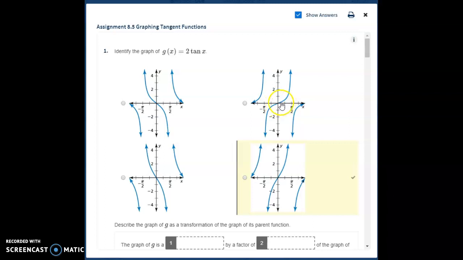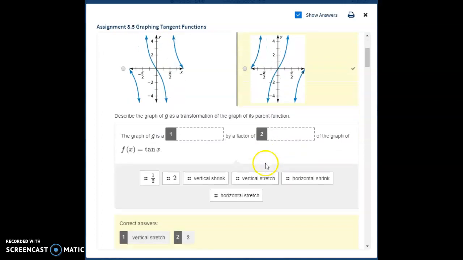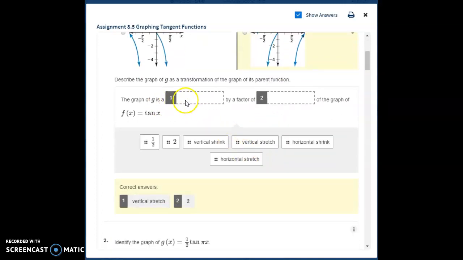And if we look at this one here, this one crosses right there at pi fourths and 1, which is not being vertically stretched. This one, it crosses at pi fourths and 2. So this one here is the correct one because it is being vertically stretched at 2 units. And so the answer is the graph is a vertical stretch by a factor of 2.